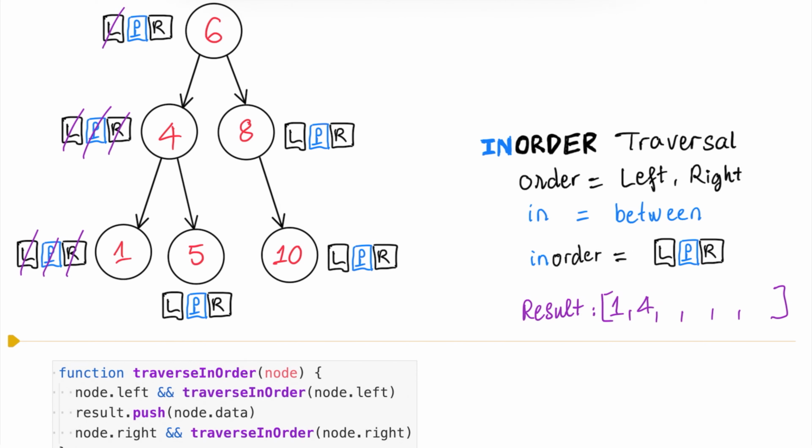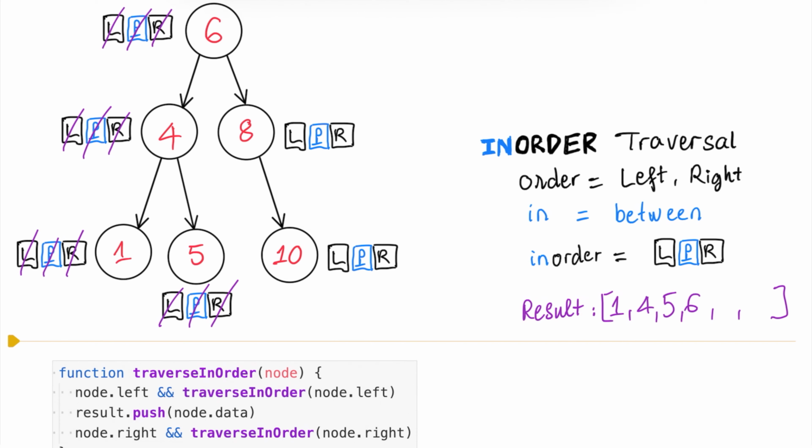Then we go right, and we see 5. Then we go left of 5. There's nothing, and then we process 5. We put 5 into the result array. Then we go right of 5, and there's nothing. Then we finish 5, and then we finish 4. We return to 6. Then we process 6. We put 6 in the result array.